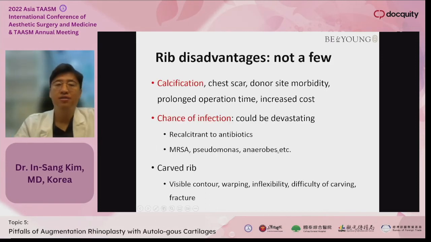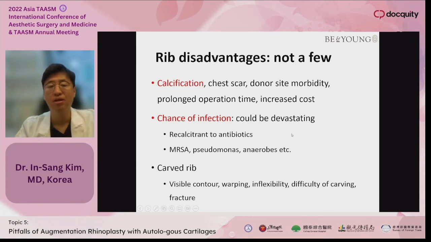But the disadvantages of rib cartilage are not few. Calcification, chest scar, and there's a chance of infection also. And if it is infected, the result can be devastating. It is recalcitrant to antibiotics, and offending organisms are frequently very virulent, such as MRSA, Pseudomonas, or anaerobes. And carved rib has problems of visible contour, warping, inflexibility, and sometimes fracture.